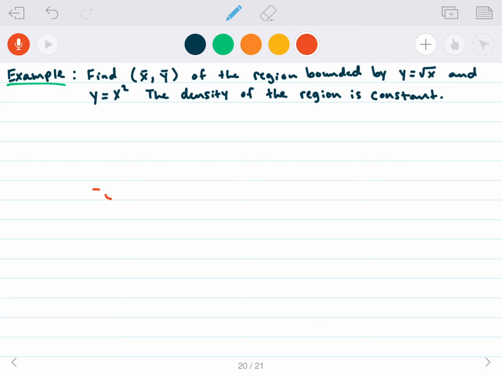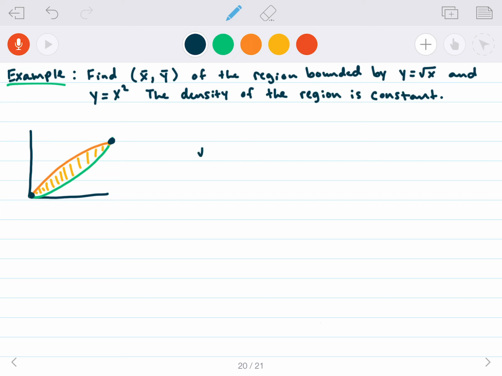So first of all, we have square root of x. That's going to be something like this. And then we have y equals x squared, something like this. And so our job right now is to figure out where they intersect so we can set up our integrals appropriately. And from there, we're going to figure out where we need to put the center of mass. Okay, so let's look at the intersection first.